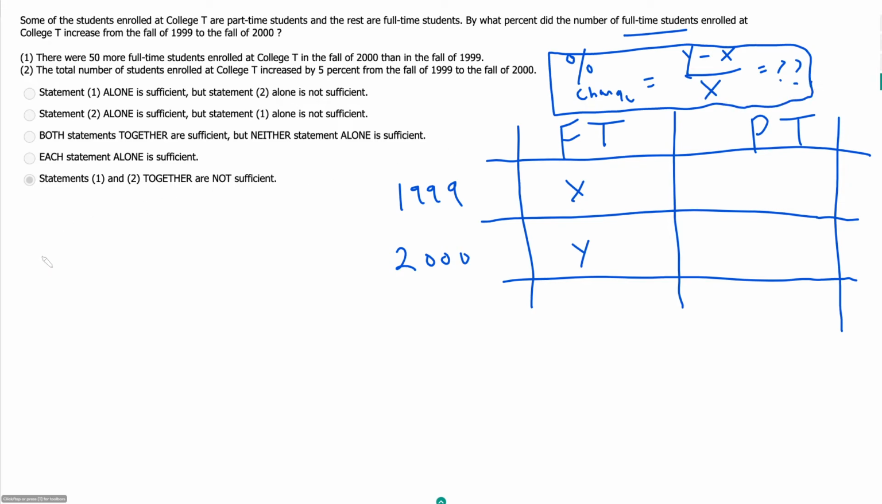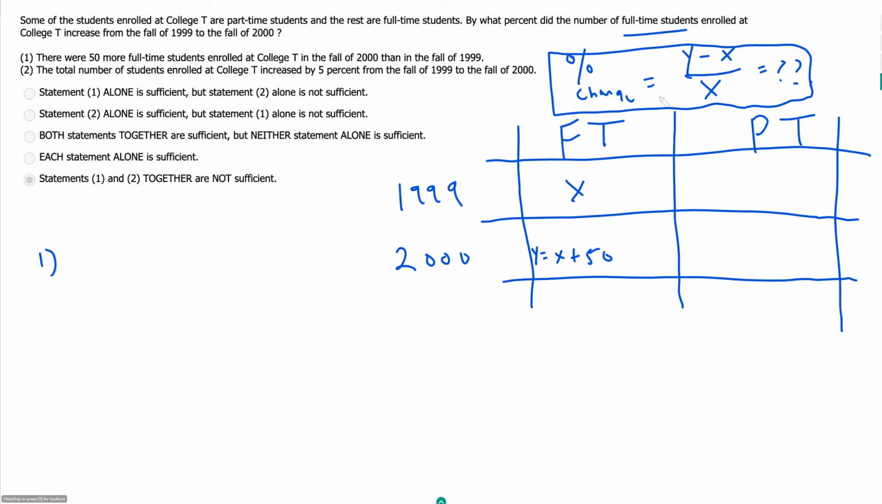Statement 1. There were 50 more full-time students enrolled at College T in the fall of 2000 than in the fall of 1999. And so what can we do with this? Now instead of X and Y, we have X, and then in 2000, we have X plus 50. So say Y is equal to X plus 50.